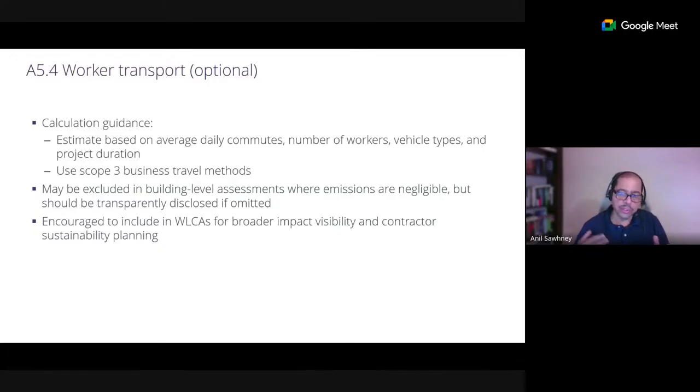Again, you can use approximations: you can do daily commute rates, number of workers, multiplied by vehicle type. Most governments publish emissions per kilometer travel for various vehicle types. So use those to come up with emission calculations for A5.4. Generally it is excluded, it's considered negligible, and it's optional if it's a building site in a city center. You do not provide transport for your workers. They may be commuting on their own, so that's omitted, not included.